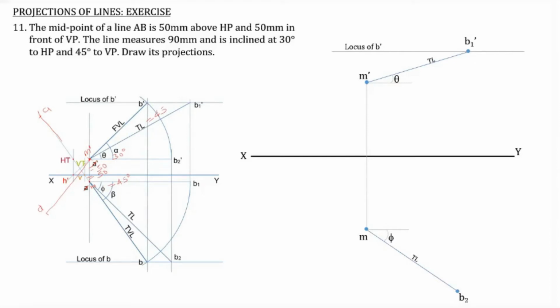The 90 millimeters is for A dash, A1 dash, B1 dash. But here we are considering only M dash, so only half of that true length is considered. So it is 45 millimeter. Now, this is the locus of B at the bottom. So M dash B1 dash will be 45 mm, and MB2 will also be 45 mm.